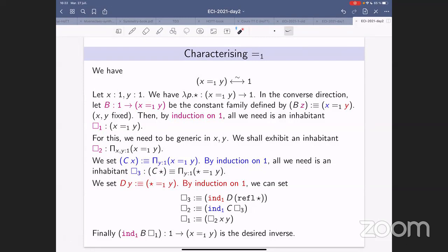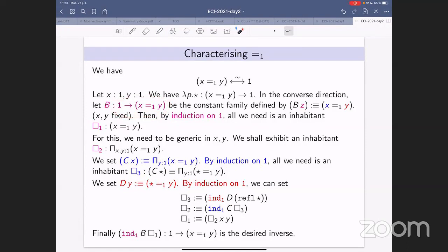So we have to find maps in the two directions first. So one direction is easy. Suppose that I want to go from here to here. That's easy because I have one special element in 1, which is star. So I can take the constant function that takes any p, a path from x to y, to star. In the converse direction, okay, it's a good exercise in induction on the type 1. So we have to define a function that goes from 1 to x equals y.